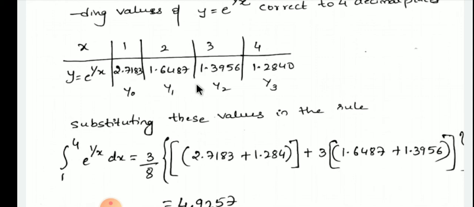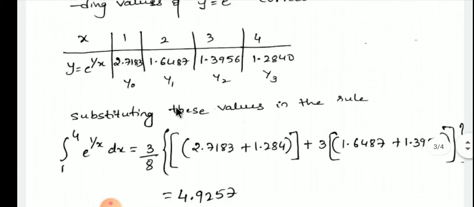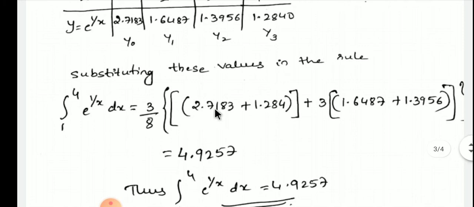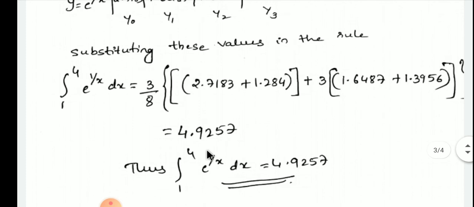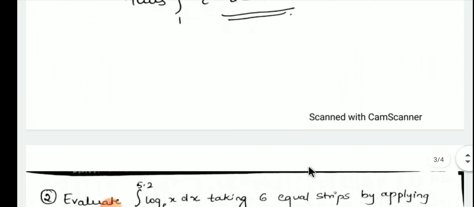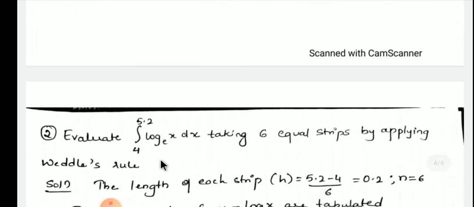After framing the table, please substitute in the formula, that is y0 plus yn, where yn is here y3, then 3 into y1 plus y2. Substitute the values of y and simplify it. You are going to get the answer as 4.9257. Thus, the integral from 1 to 4 of e to the power 1 by x dx is equal to 4.9257. Now we'll look into the next example on Weddle's rule.